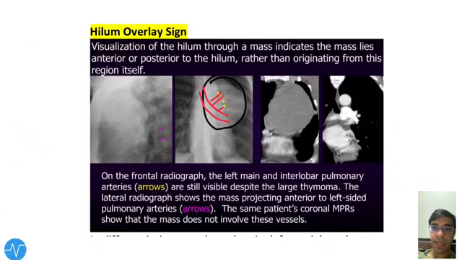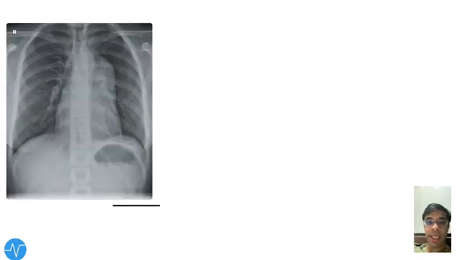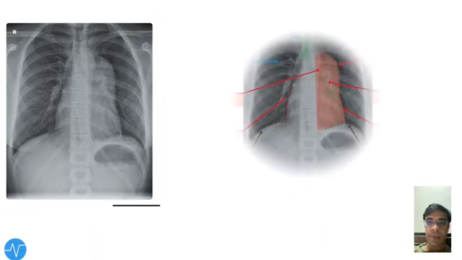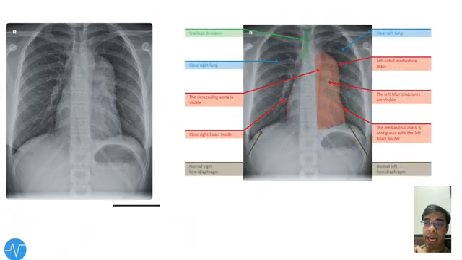As you can see, the hilar vessels are seen in the mass. We can also see them through the yellow arrows. Therefore, the lesion is either in the anterior mediastinum or posterior. You can see how to identify the second aspect. See the labeling. The hilar vessels are seen through the mass. Therefore, it is either in the anterior or posterior mediastinum.